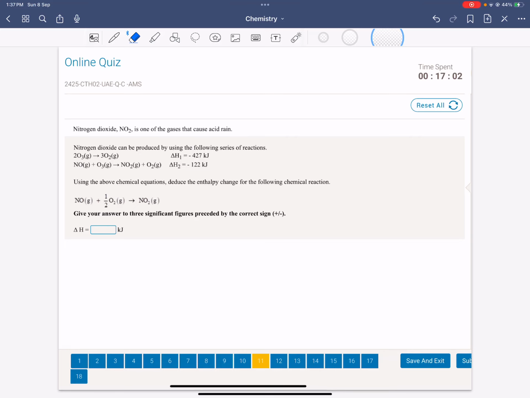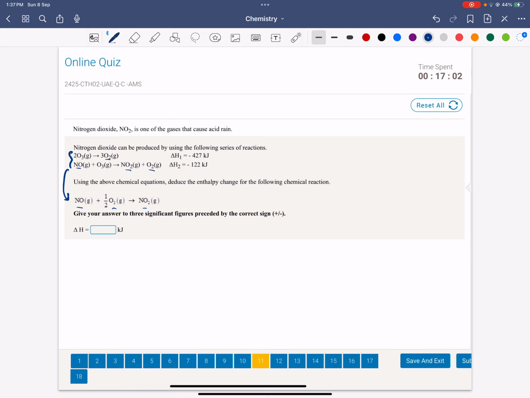Okay guys, let's move on to question number 11. So this concept is the same as we did before, Hess's law. So we have to sum up those two equations to get this equation over here. So let's look at this equation and what it doesn't have. So we have NO, O2, and NO2. Here we have NO, NO2, and O2, and O2.